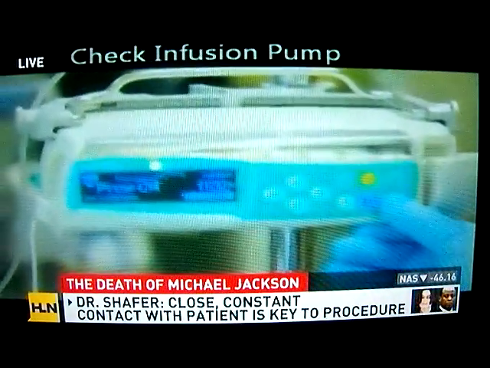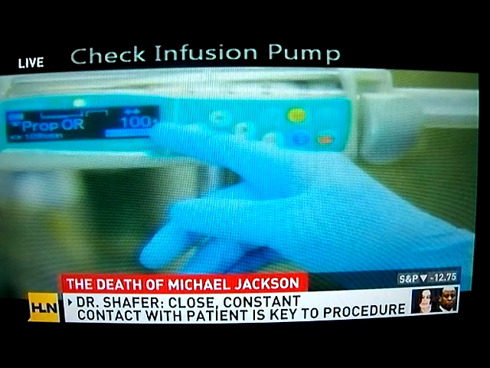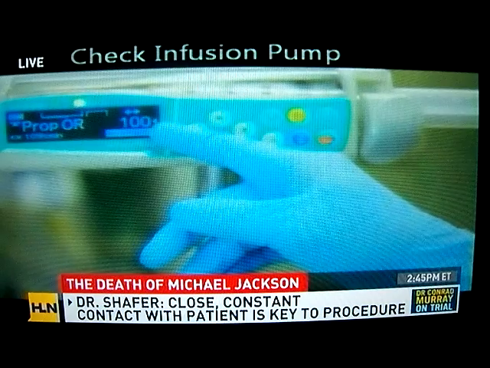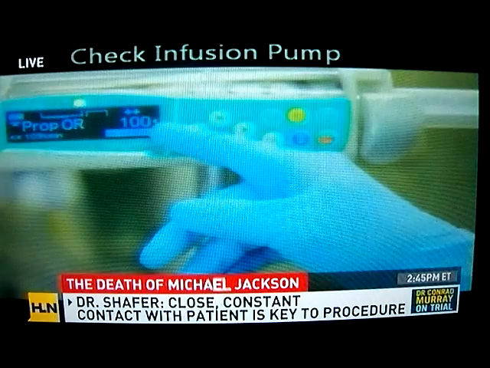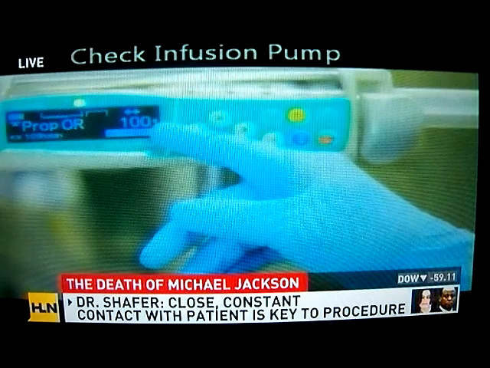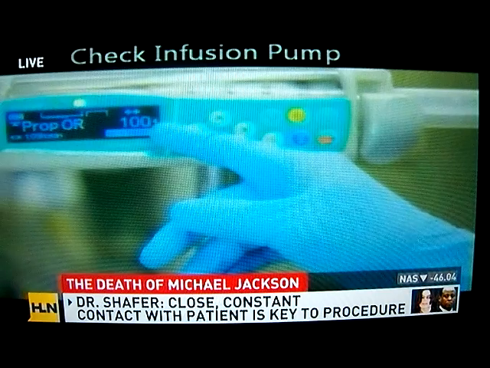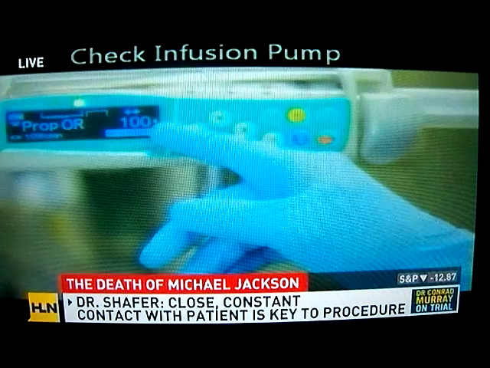You check the infusion pump. Please stop. You check the infusion pump because the patient's life depends on the infusion pump giving the amount of drug you specify. Again, you can't say, oh, there's a manufacturing error. The anesthesiologist owns this. They own responsibility for the rate of the infusion and to see that the pump is doing what it's supposed to do. So you check it constantly during the procedure.